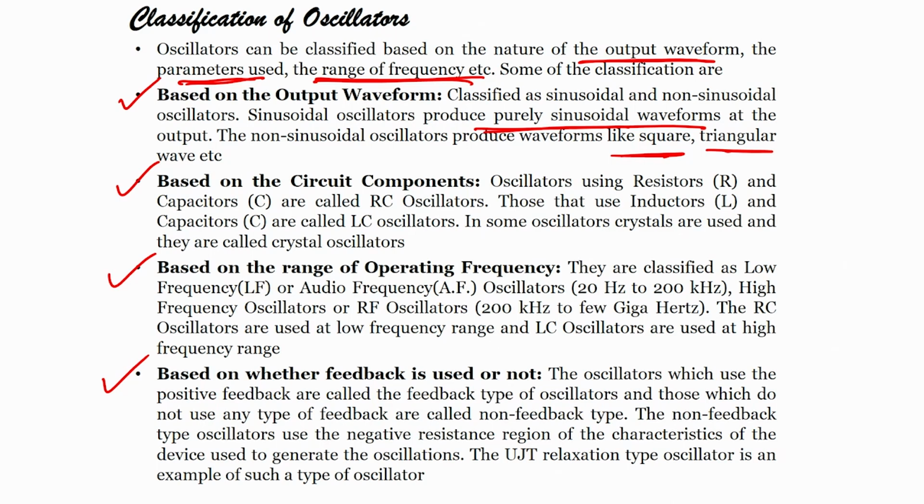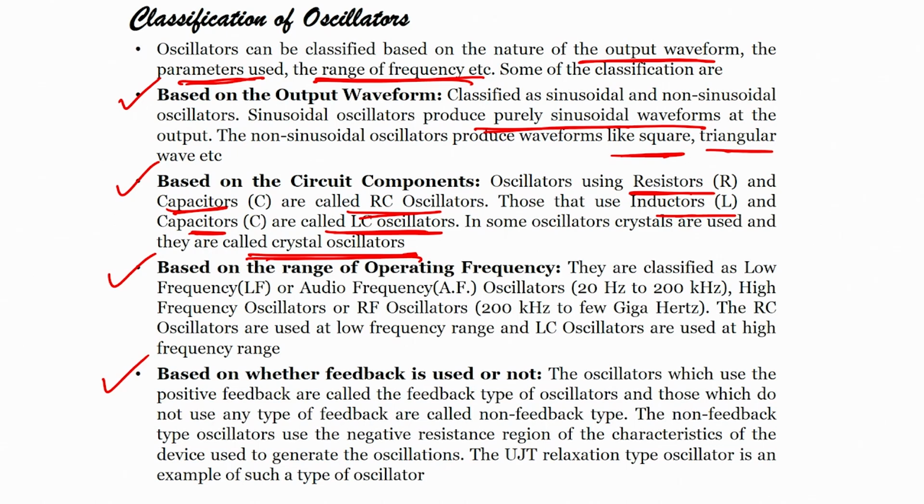Then based on circuit components, oscillators using resistors and capacitors are called RC oscillators. Those which require inductors and capacitors are called LC oscillators, inductor L, capacitor C. In some oscillators crystals are used, and these oscillators are called crystal oscillators. So it is very easy to remember based on circuit components as well.